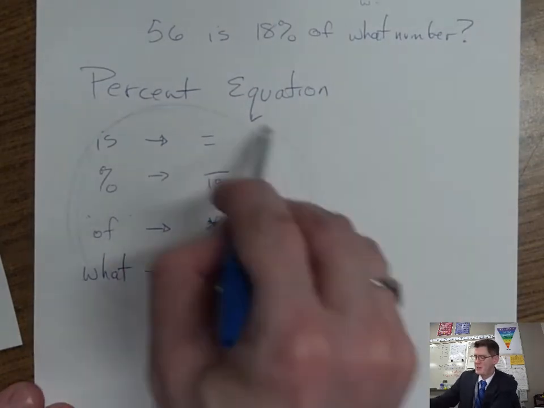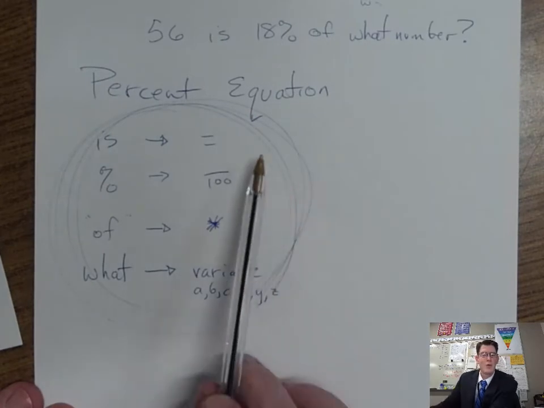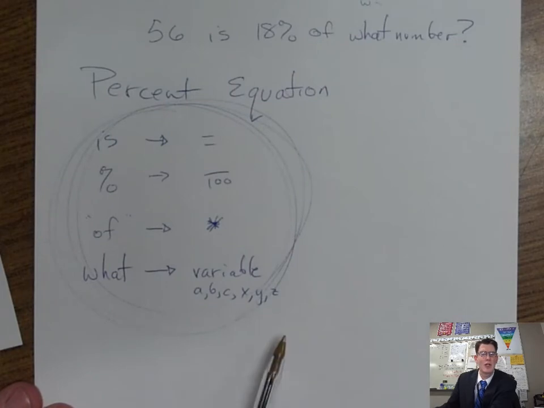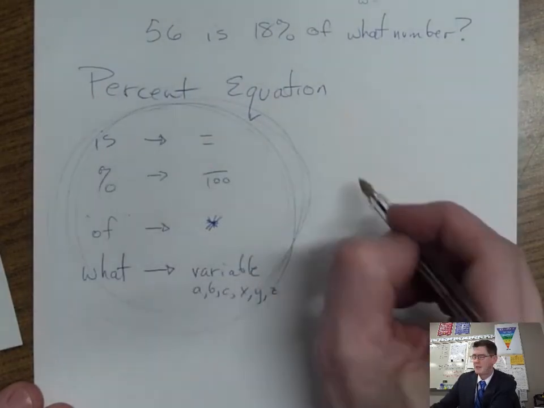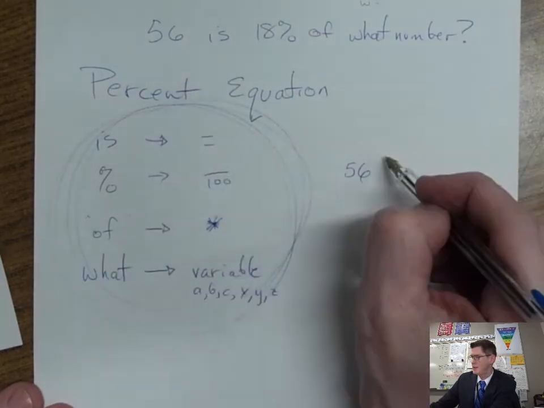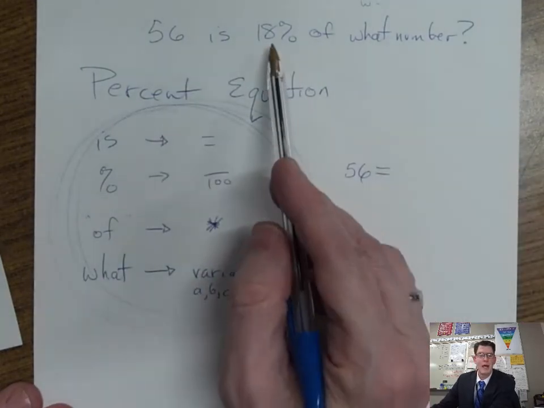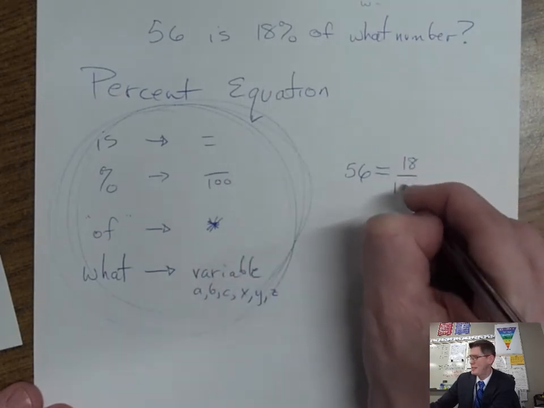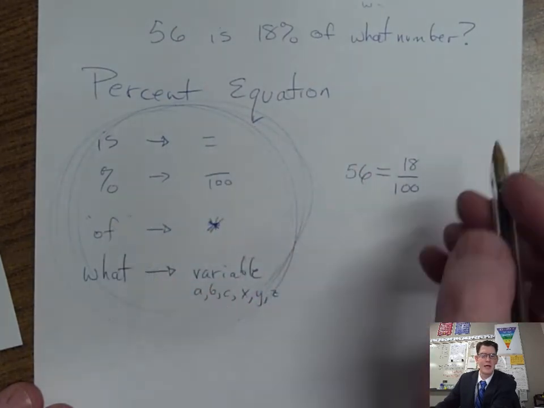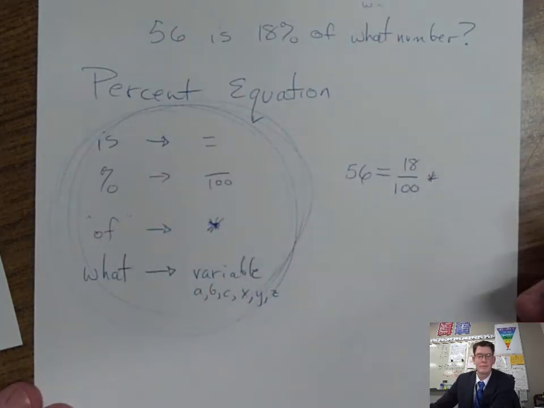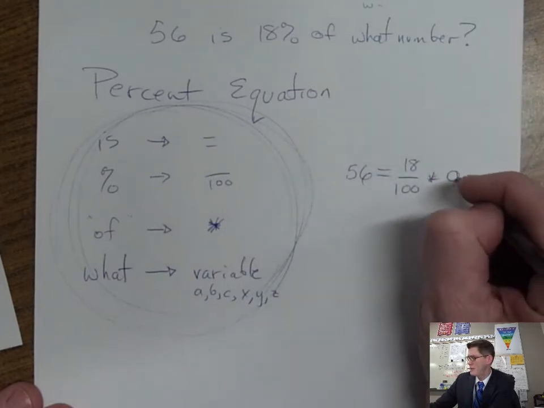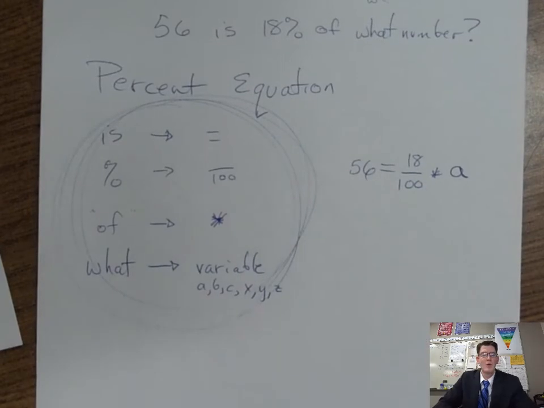Now with this information in tow, we can then turn this English sentence into a mathematical equation. And here's how. 56 is, so that's equals, 18%, so 18%, of, let's see, of means times. And what number? That's where we put the variable. I'll choose the variable A. There we go. We have the percent equation.